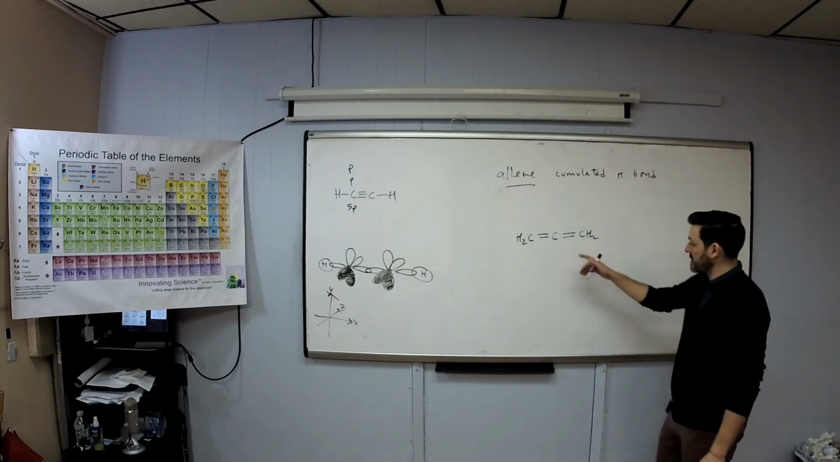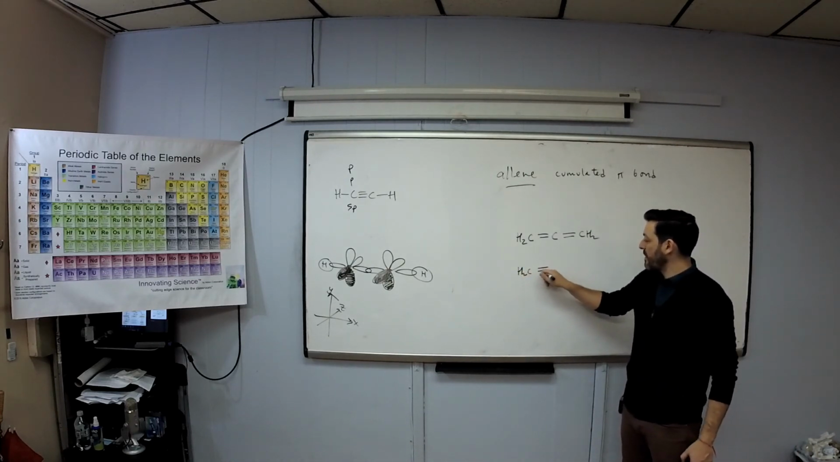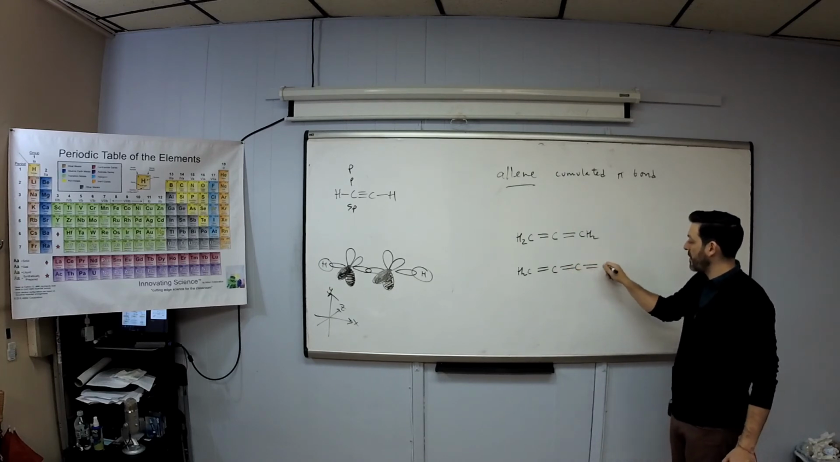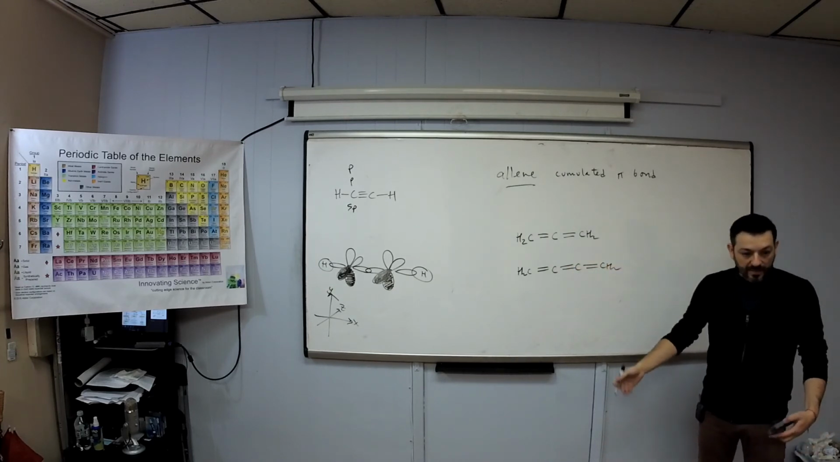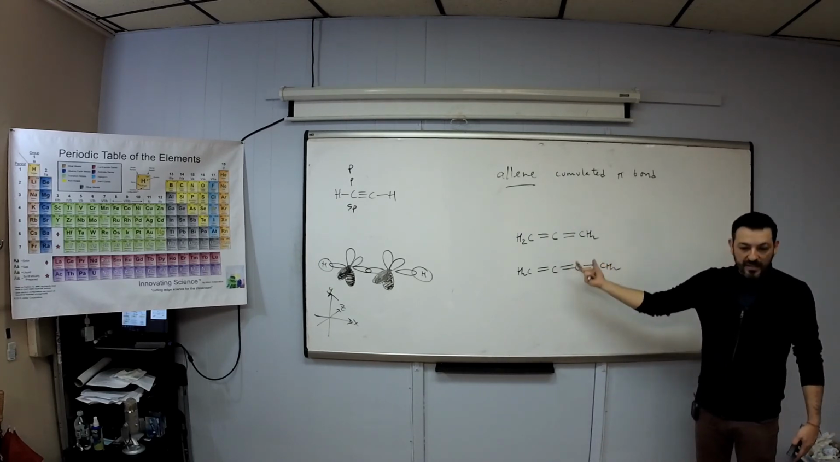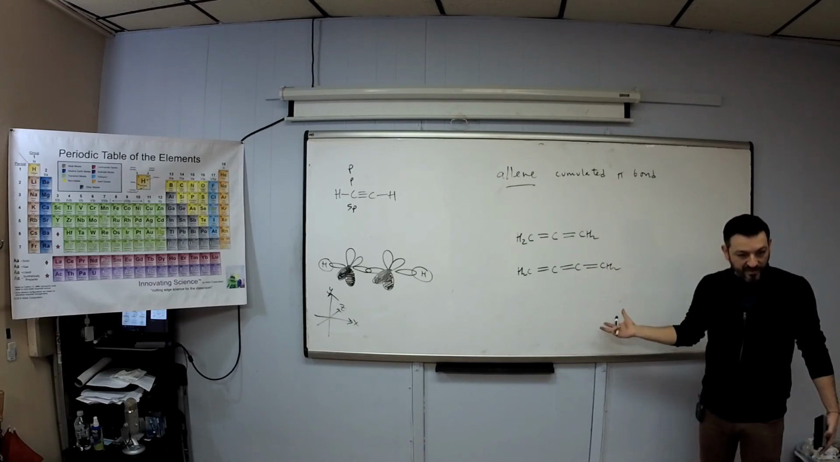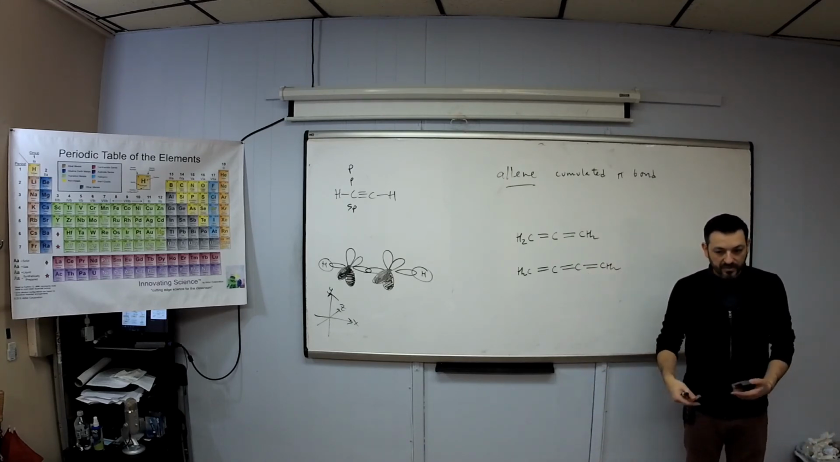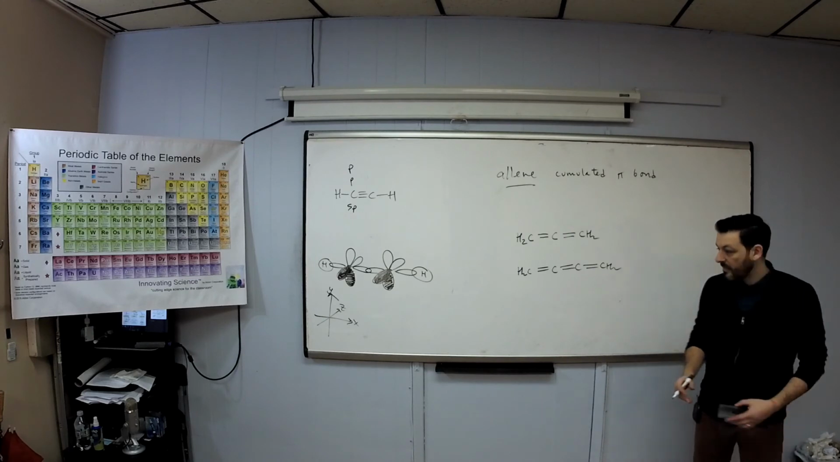So the simplest, of course, is this. And then you could have H2C=C=C=C=CH2, double bond, carbon, double bond, carbon, double bond, carbon, H2. And it could get bigger and bigger and bigger. You start with 2 double bonds and 3 double bonds and 4 double bonds and 5 double bonds. It could go to 100 double bonds. Large cumulated system.